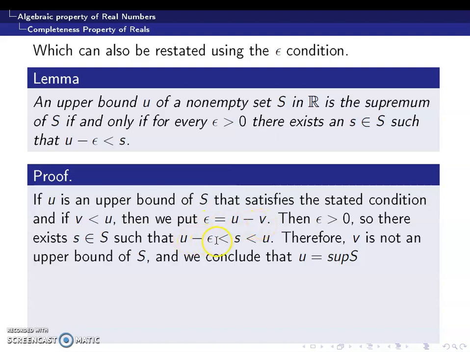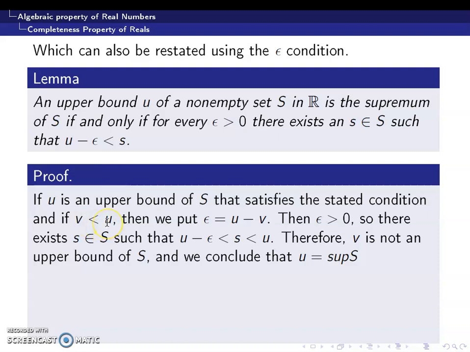So U minus epsilon less than S less than U by the stated condition. U minus epsilon is V, which means that there is always an element which belongs to the set which is greater than V. So V cannot be an upper bound. So in general, any number which is less than U cannot be an upper bound of the set.